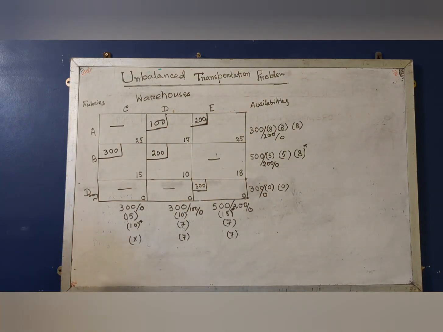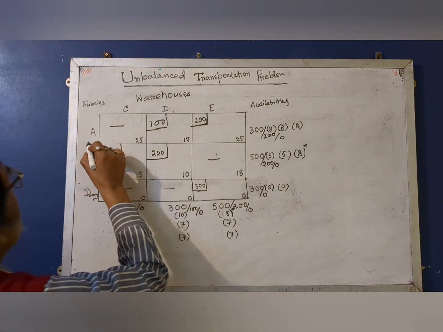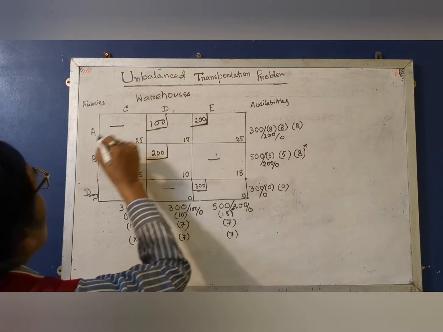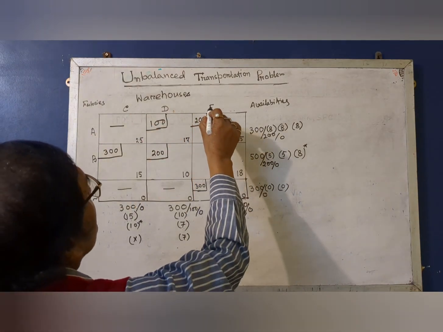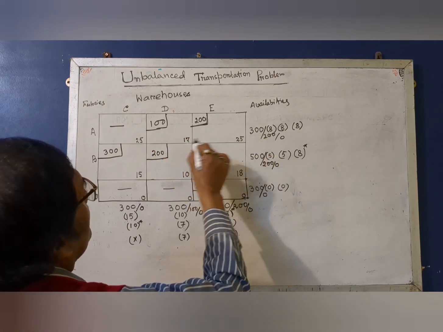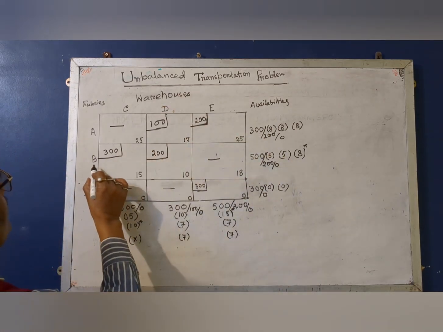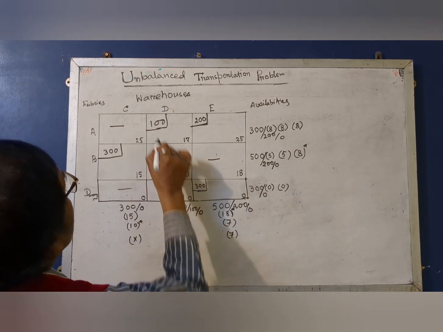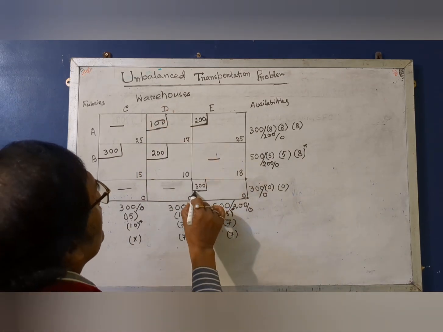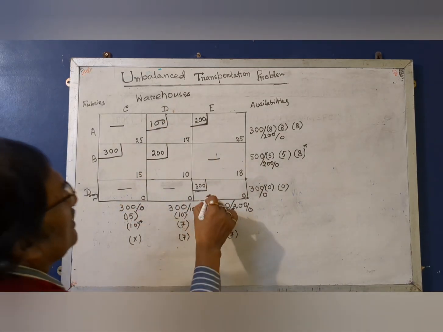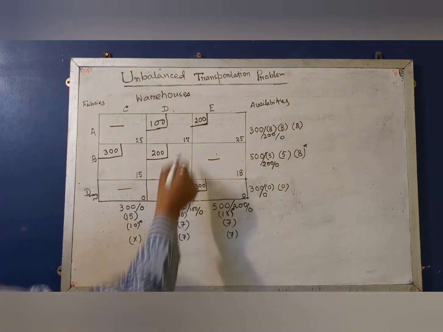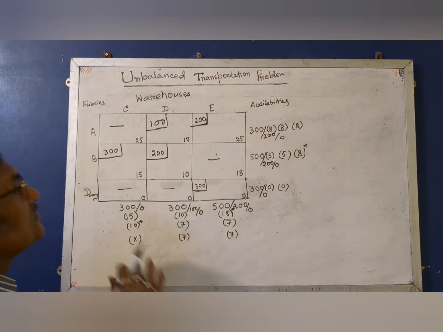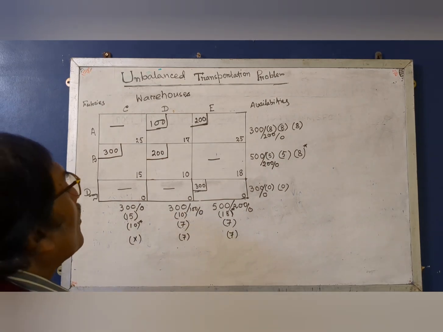Basic feasible solution means you have to send the product produced in factory A, 100 units to the warehouse D and 200 units to the warehouse E. In this way, a total of 300 have been shifted. For factory B, 300 units are shifted in this way, matching the availability of the factory. So this is the basic feasible solution, the starting point for finding the optimum solution.